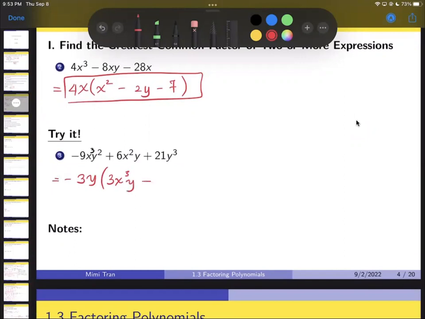And then minus, right? Be careful of the sign. When you factor out the negative, the sign changes. 6 divided by negative 3 is negative 2. x squared is still there. y divided by y is 1, we're not going to write it. Minus 21 divided by negative 3 is 7. And then y cubed divided by y is y squared.